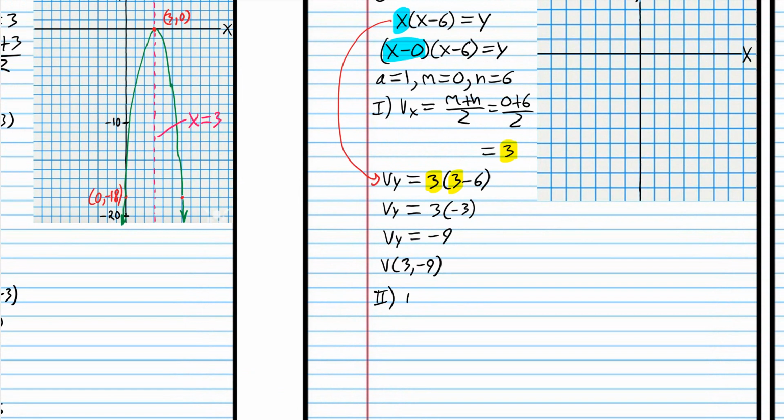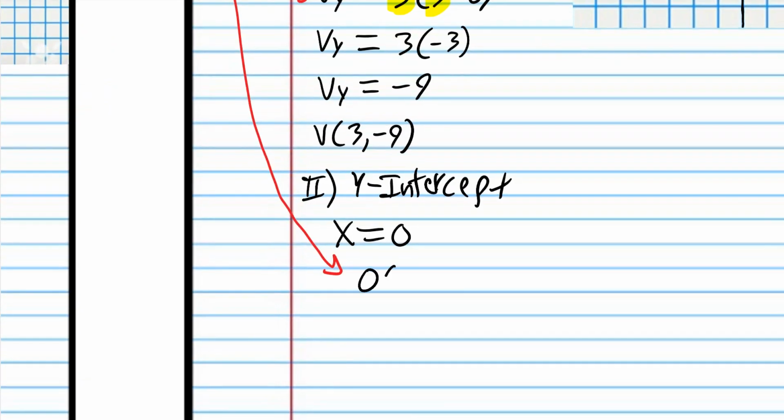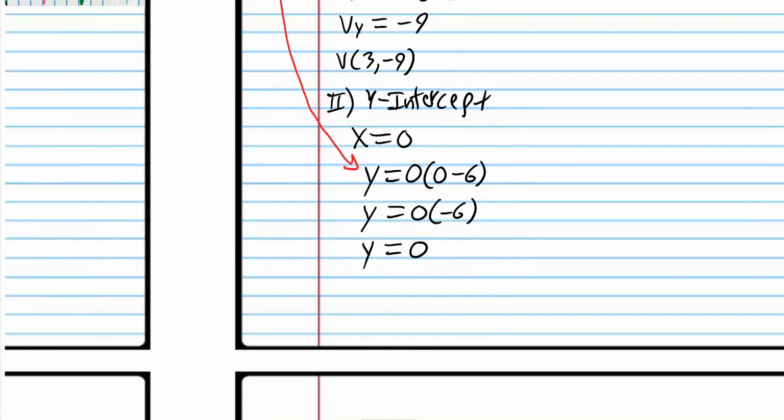All right, step 2, we're going to find the y-intercept. To do that, obviously, we're going to let x equal 0 as usual. So I'm going to go to that easy form of the equation and plug in 0. So we have 0 times 0 minus 6 equals y. You can put y on either side; it doesn't really matter. So y equals 0 times negative 6, which is obviously 0. Therefore the y-intercept is 0, 0, just like in the previous problem.